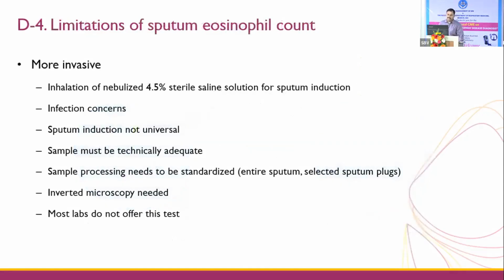The problems with sputum eosinophils and serum eosinophils also make FeNO a good tool. Sputum eosinophil count, even though we consider that as a reference, is more invasive and requires a nebulization. There are infection concerns, especially after COVID. Sputum induction is not universal. Half the patients may not, in our setting, produce a sputum sample. In research settings, 90% do, but in our setting, 50% don't. The sample, if produced, also must be technically adequate. And then most importantly, sample processing has to be standard with the inverted microscopy, which most labs do not do, including mine. So we need a better test.